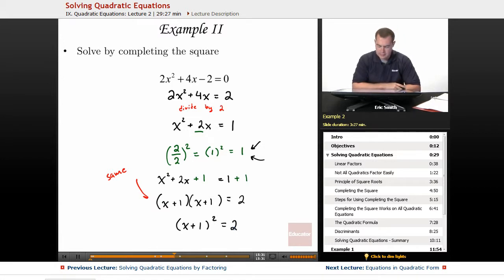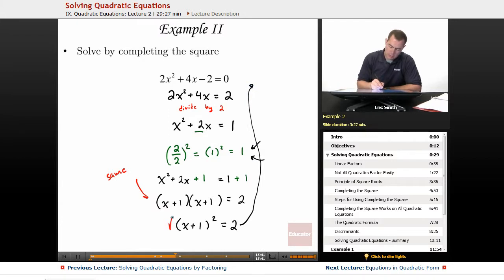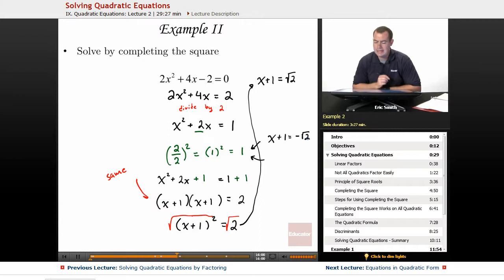Now that really condenses things down, and actually at this point, this is where I can use my principle of square roots. We're going to use it because now I can take the square root of both sides to get rid of my square. So I'll have x plus 1 equals a positive square root of 2, and I'll have x plus 1 equals a negative square root of 2. And now I can solve each of these directly. So x equals negative 1 plus the square root of 2, and x equals negative 1 minus the square root of 2.